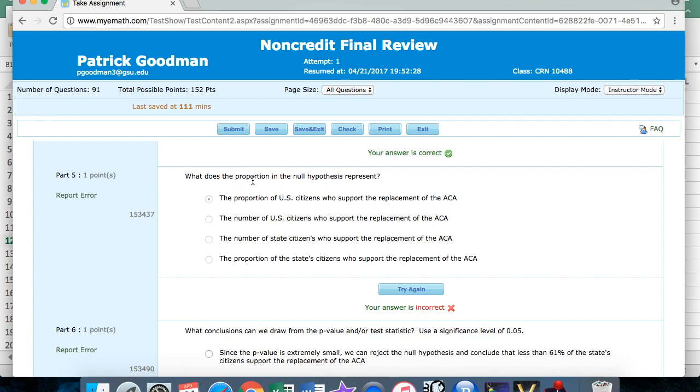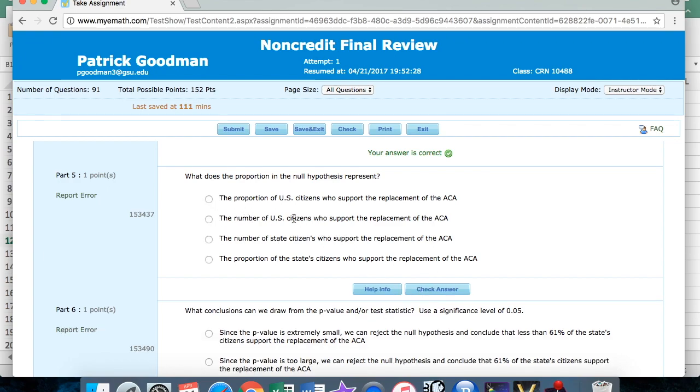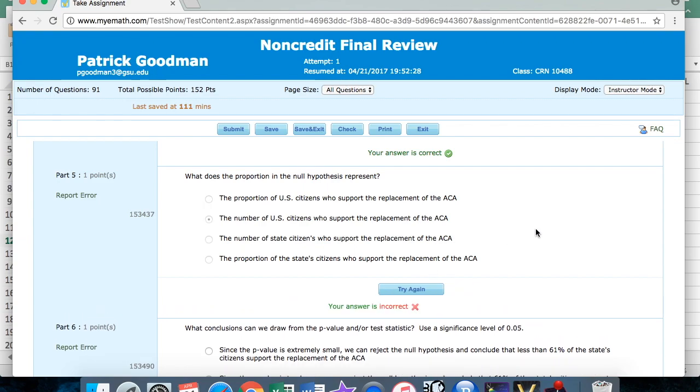I guess they're already saying the proportion, so they're not saying the proportion is the proportion of. It would just be the number of U.S. citizens, because the proportion is the number of your successes over the total that you're studying. So it'd be all of the people. That's what the proportion is representing. So the number of U.S. citizens who support a replacement.